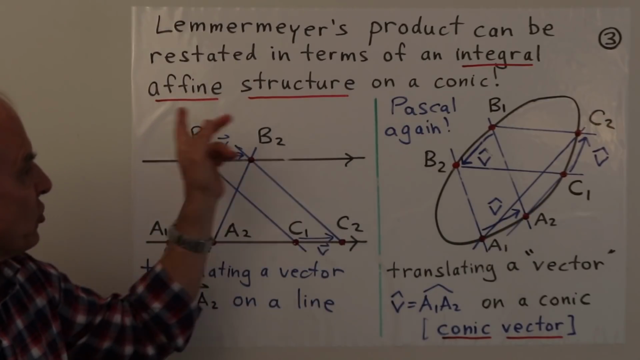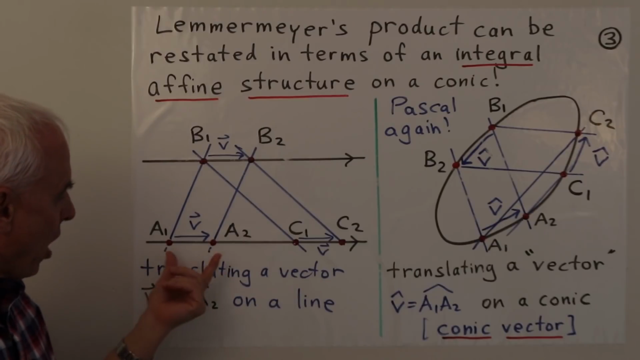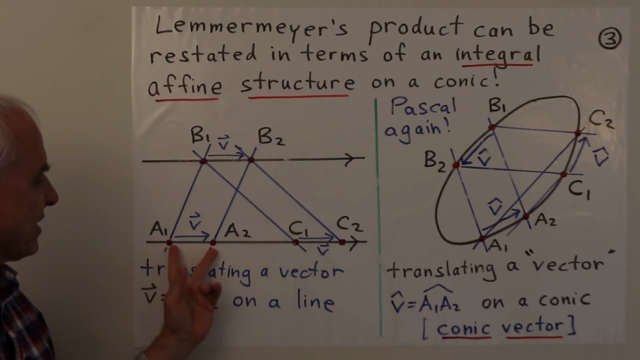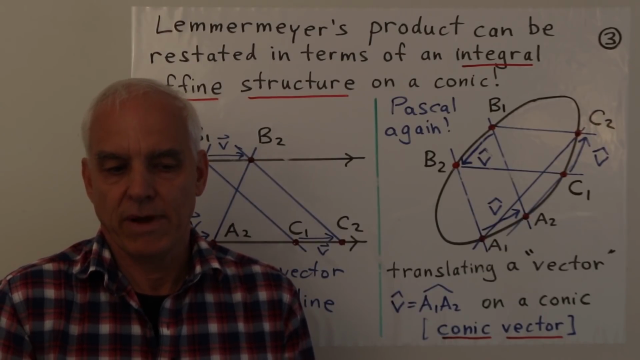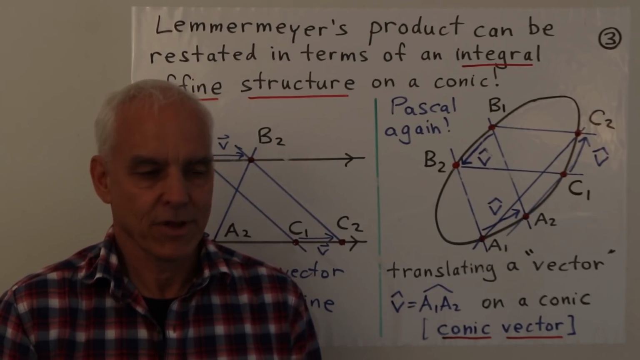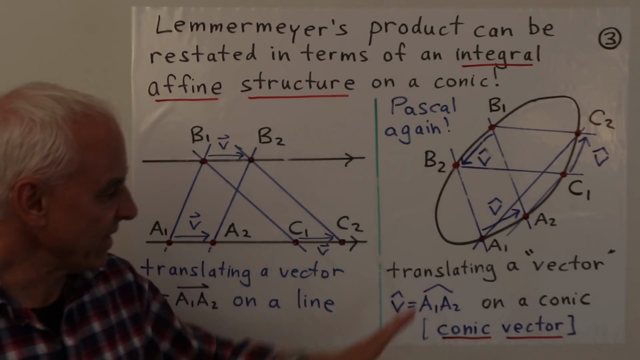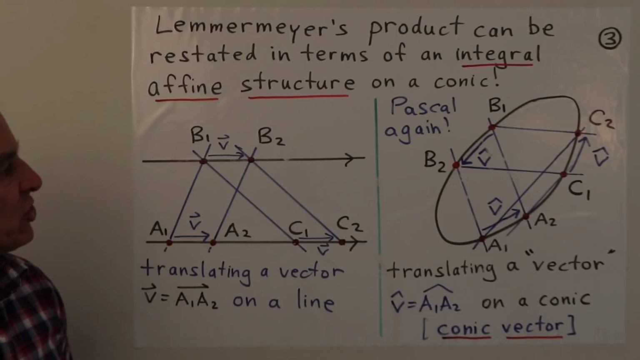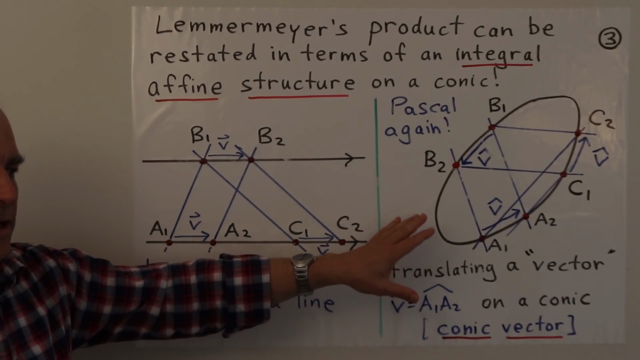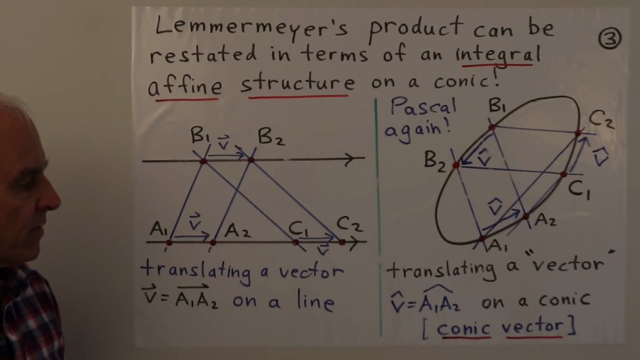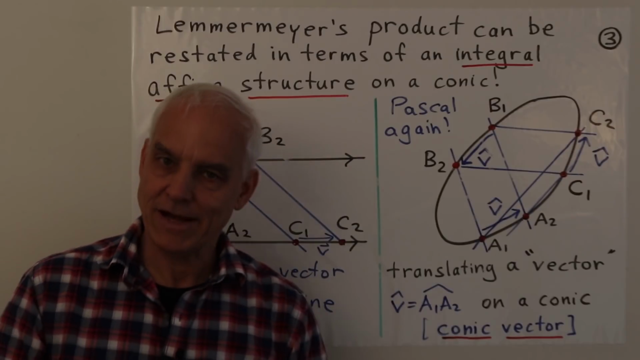That's why I say it's an integral affine structure. So it's a little bit different from over here. Over here we are able to, just using parallel lines, subdivide a vector into any number of equal pieces. Not so here. There's a very important distinction. So we're getting an integral affine structure on a conic. And I think this is a new kind of point of view, and it's worth thinking about. It's quite a general thing that applies to ellipses, parabolas, and hyperbolas.